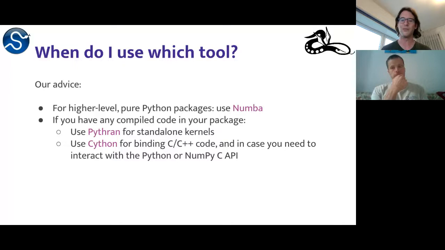But once you do have that, like if you already have one C extension, you're already in that situation, at that point you really don't want the Numba runtime dependency anymore, probably. So your best choices are probably Pythran for standalone kernels, because it really is the nice and easy development experience in pure Python like Numba, but without the runtime dependency. And you're still going to need Cython for some situations that only Cython can do, like binding C or C++ code, or interacting with the Python C API, the NumPy C API, or just mixing Python and C.